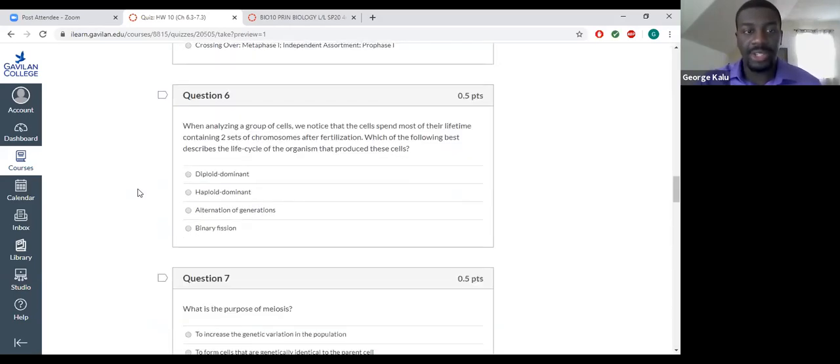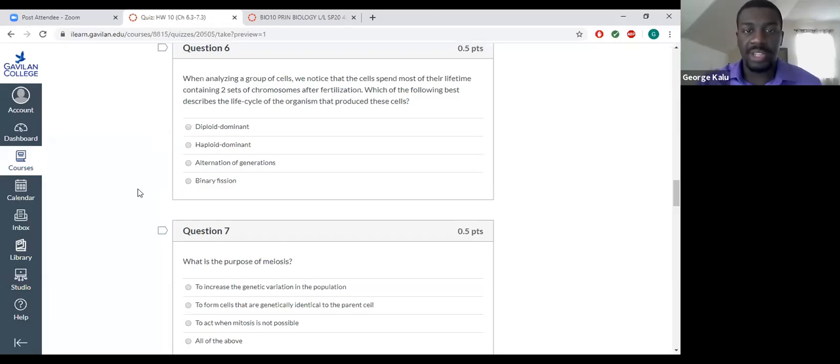Okay, question 6. So when analyzing a group of cells, we notice that the cells spend most of their lifetime containing 2 sets of chromosomes after fertilization. Which of the following best describes the life cycle of the organism that produced these cells? Are these diploid dominant, haploid dominant? Is this alternation of generations, or are we looking at binary fission? What are we thinking?